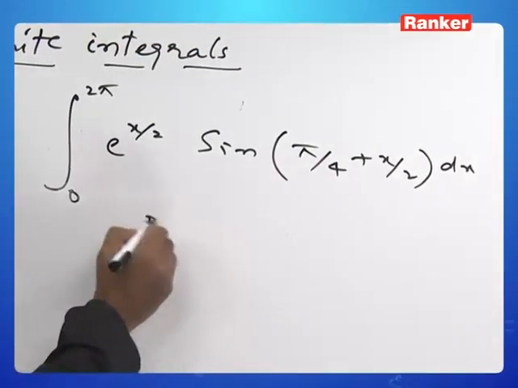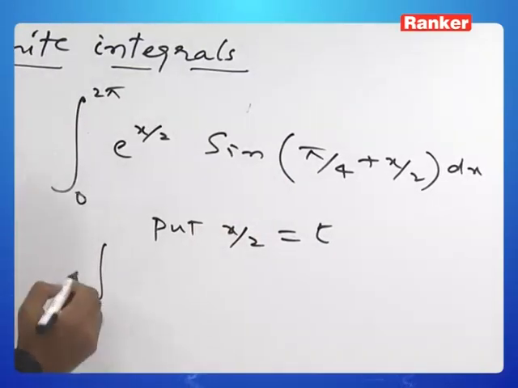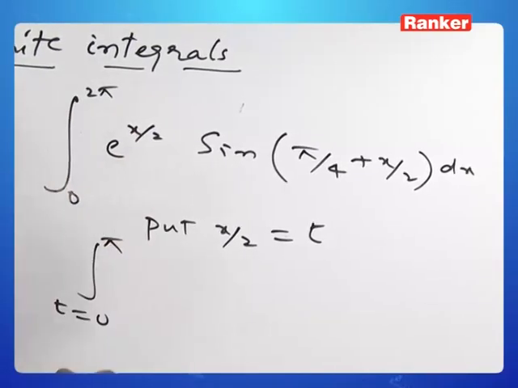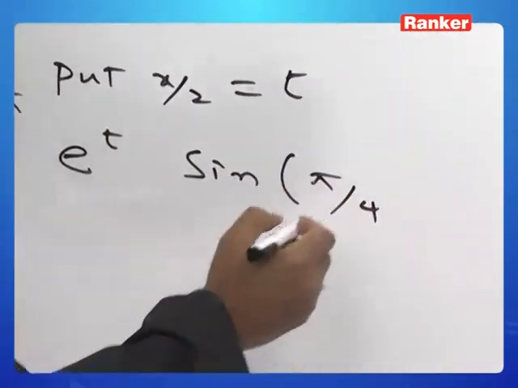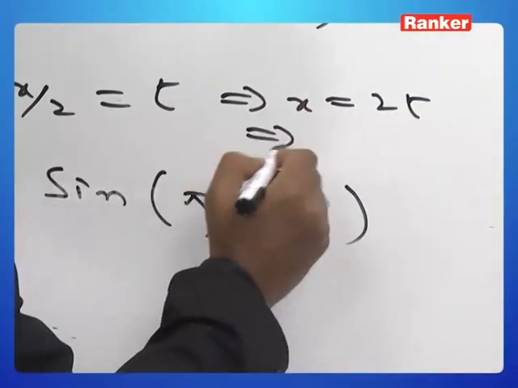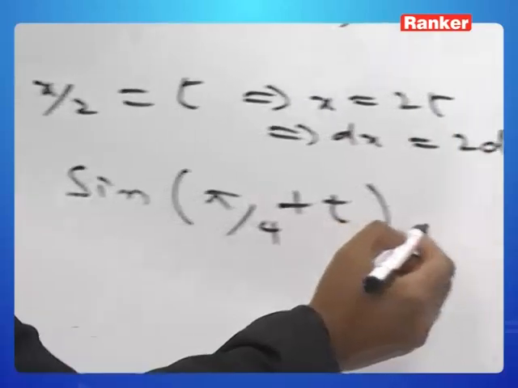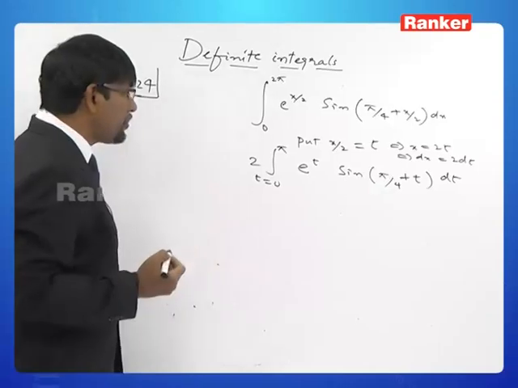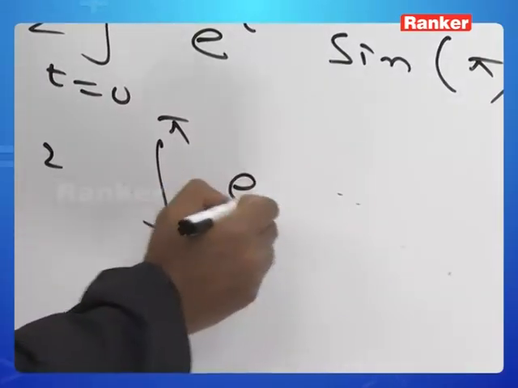What we do is, x by 2 is appearing more than once. So, we will put x by 2 as some t. So, t will range from 0 by 2 to pi by 2. So, pi e power t sine of pi by 4 plus t. What about this? x is equal to 2t here. So, dx will be 2 dt. So, I can write 2 outside, and I will write dt here. So, it is 2 times integral from 0 to pi e power t.